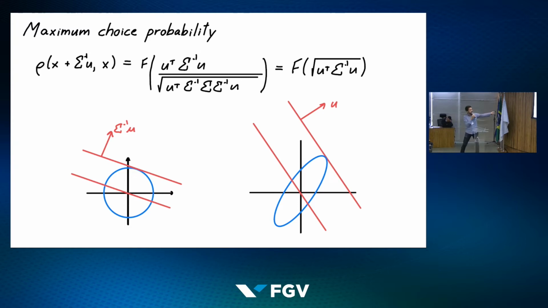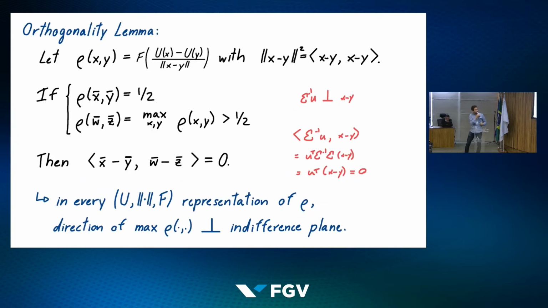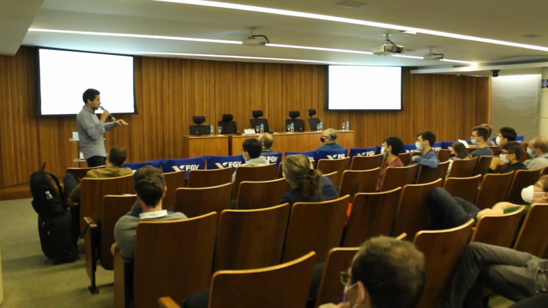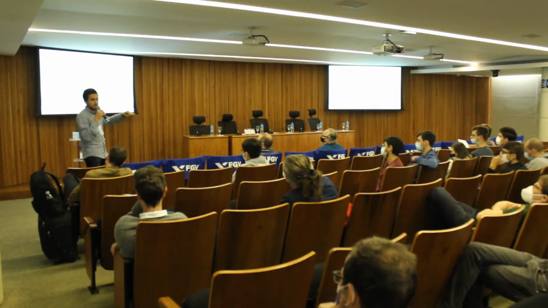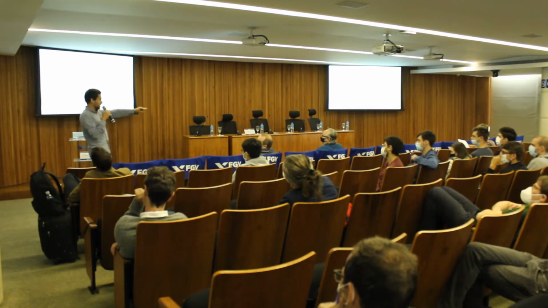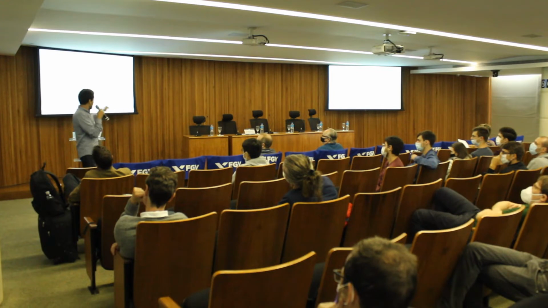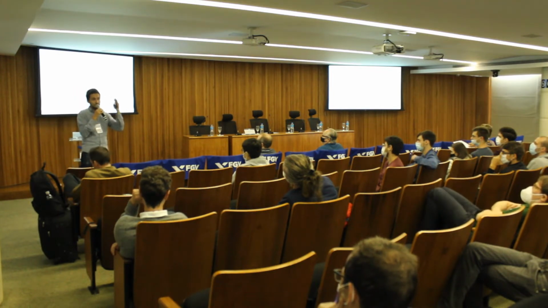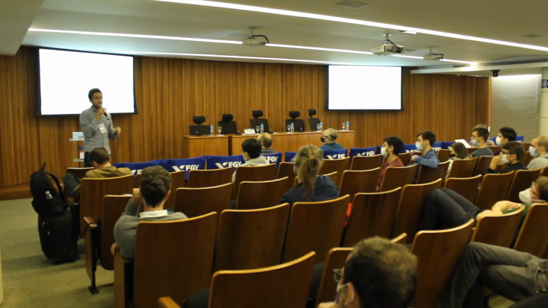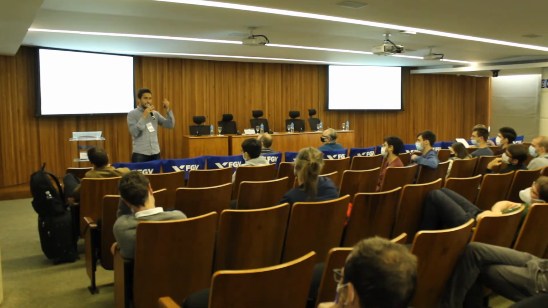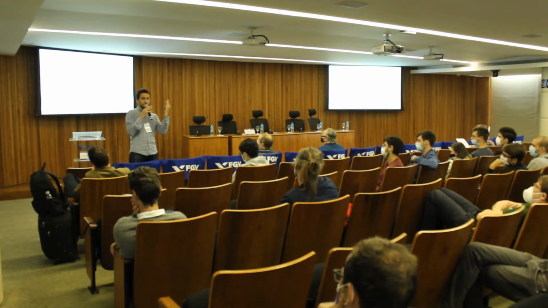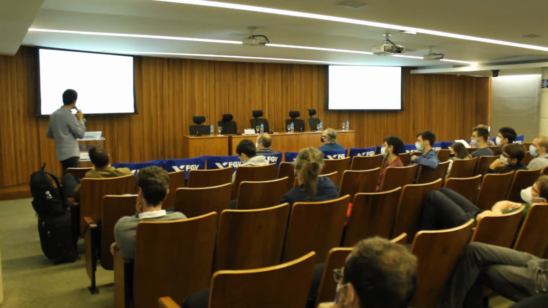This is very easy to check. There's one unique direction of maximum choice probability, which is exactly given by this. So if you have the sigma and the u, you know the direction in which two objects are going to be maximally against each other. That direction turns out to be always orthogonal to the indifference plane in any representation. You can have multiple representations, but for all the objects that are indifferent to each other, the 50-50 choices, according to the inner product of this norm, they're always orthogonal to that maximum choice probability direction. So I can take the space of objects, and once I have a representation, I can separate it into the dimension of maximum choice probability and the dimension orthogonal to that.